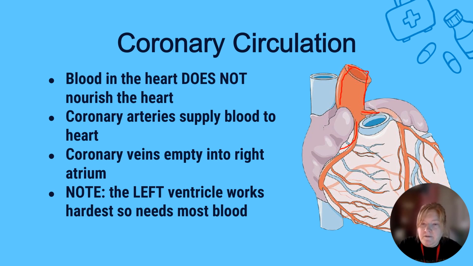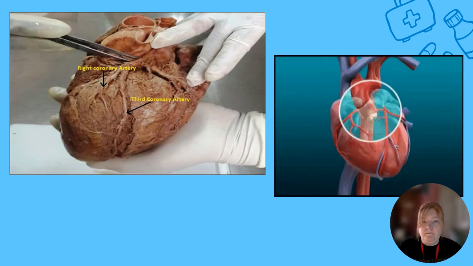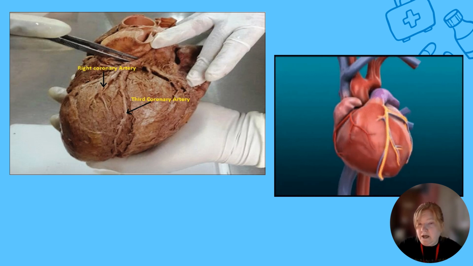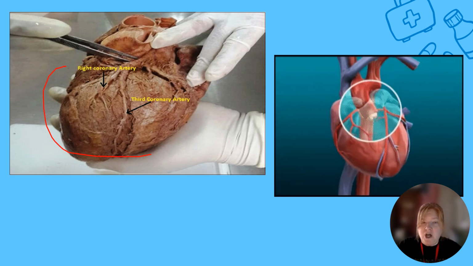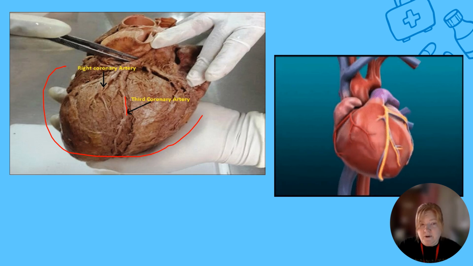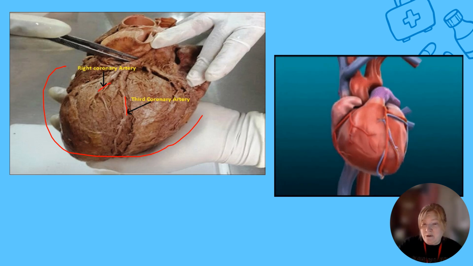And then coronary veins, right here is an example of one. They empty into the right atrium like the superior vena cava and the inferior vena cava. Note, the left ventricle works the hardest. It's got to pump blood to the whole body, so it needs the most blood. So when you look at a picture, you will see more blood vessels concentrated at the left ventricle. All right, so here we can see coronary circulation from arteries to veins. And here you can see in this image of a heart, all of those arteries and veins on the outside of the heart.